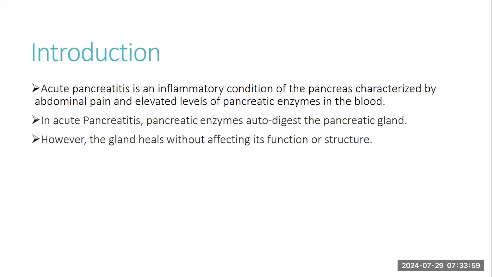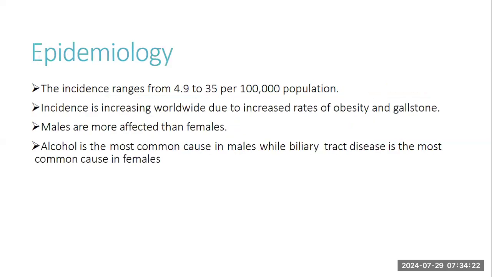So as a way of introduction, acute pancreatitis is an inflammatory condition of the pancreas characterized by abdominal pain and elevated levels of the pancreatic enzymes in the blood. In acute pancreatitis, the enzyme also digests the pancreatic gland. However, the gland heals without affecting its function or structure. But this condition can be prolonged or could be severe, such that the function and structure of the pancreatic gland gets affected. By that time, we'll now be dealing with chronic pancreatitis.